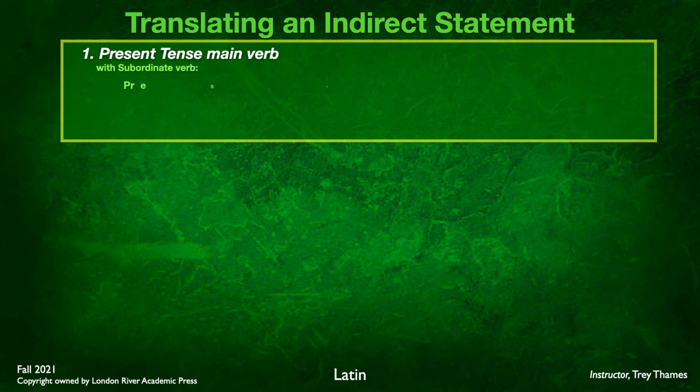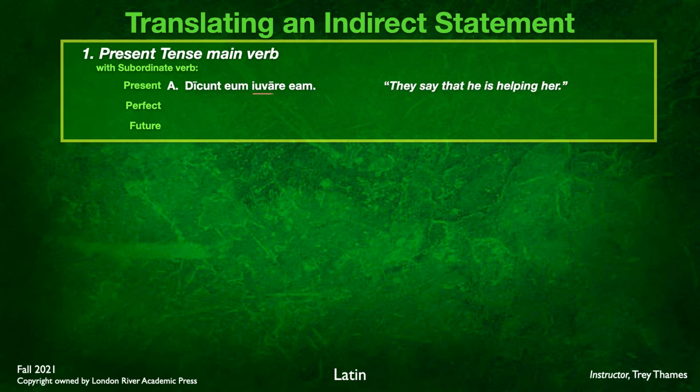Now, we're going to take a present tense main verb, and we're going to give three different examples of the subordinate infinitive in the subordinate clause. We're going to have a present infinitive. The next example will be the exact same sentence, but with a perfect infinitive, and then we'll have a future infinitive. So let's take the first one here.